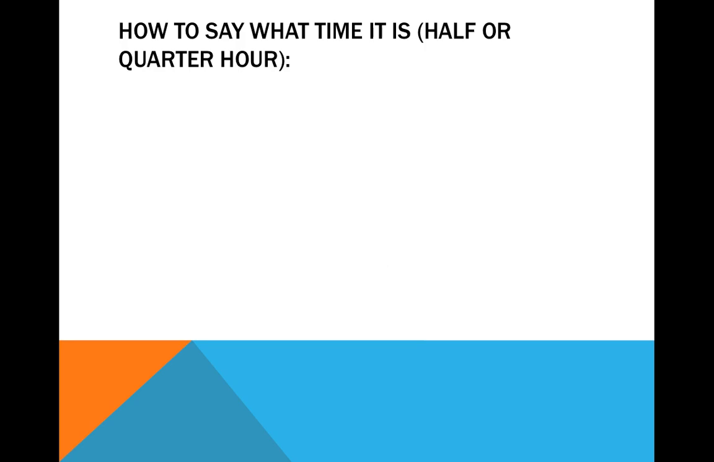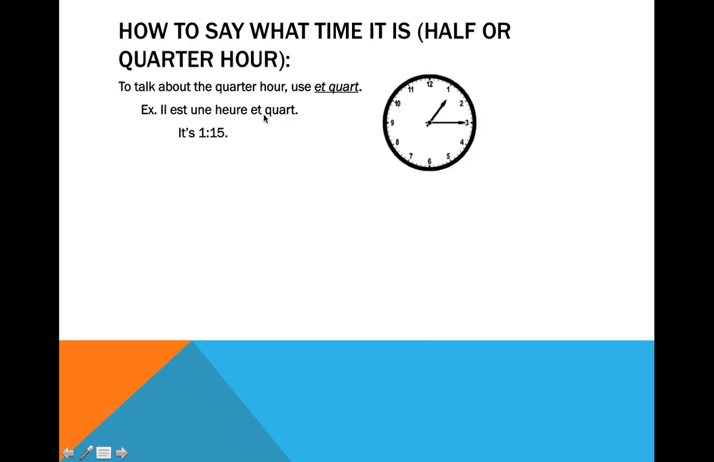There's a few more special terms if you're talking about the half or the quarter hour. So if you're talking about the quarter hour, so like it's 3:15 or 3:45, anything in the quarter, you use et quart, which means and a quarter. So for example, if you said il est 1h et quart, it breaks our rule about using and, it's okay here. So if you say il est 1h et quart, that would mean it's 1:15.